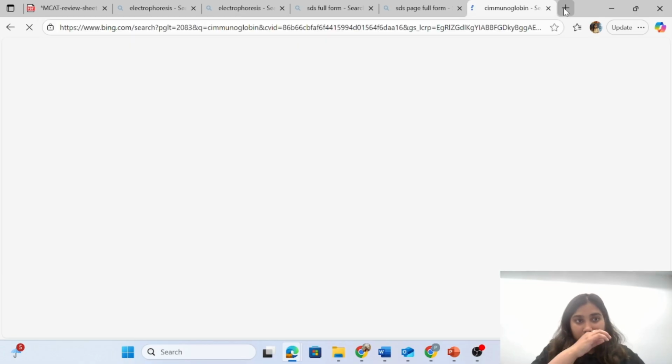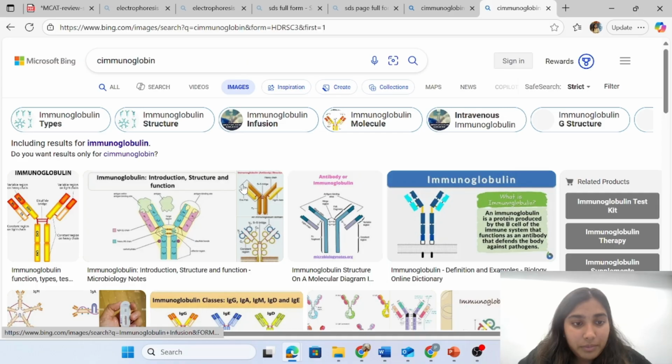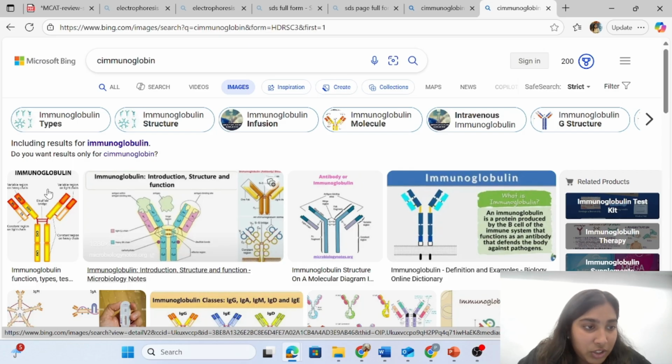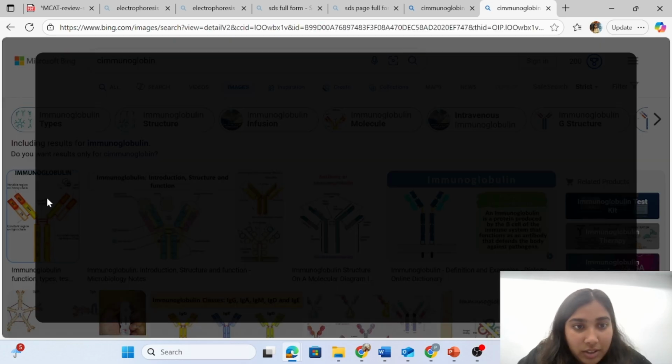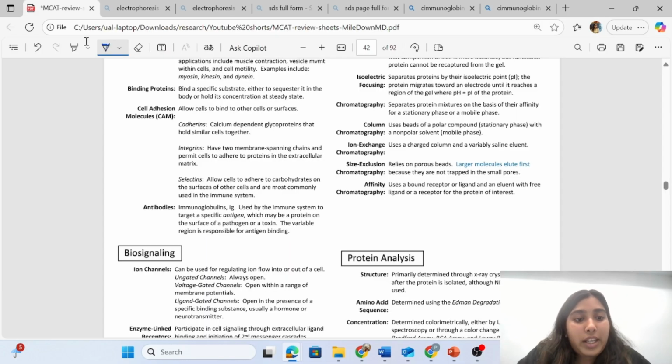Immunoglobulins. So if you go to images. Yeah, so as you can see here, these two are the light chains, these are the heavy chains, these are the variable regions where antigens can bind, and these are the constant regions. See, in this one it's more clear. So variable regions, constant regions, and these are the heavy chains. The full chains are the heavy chains, and these small chains are the light chains.